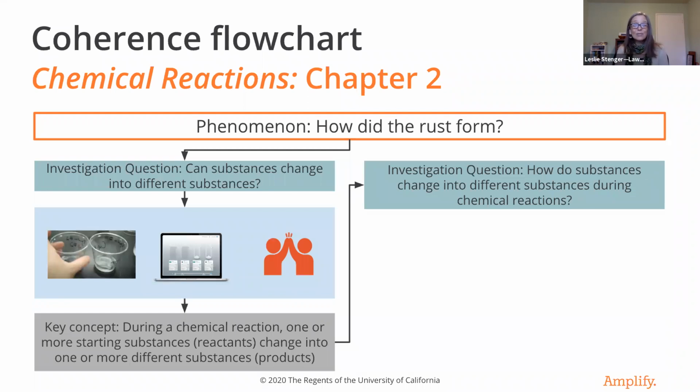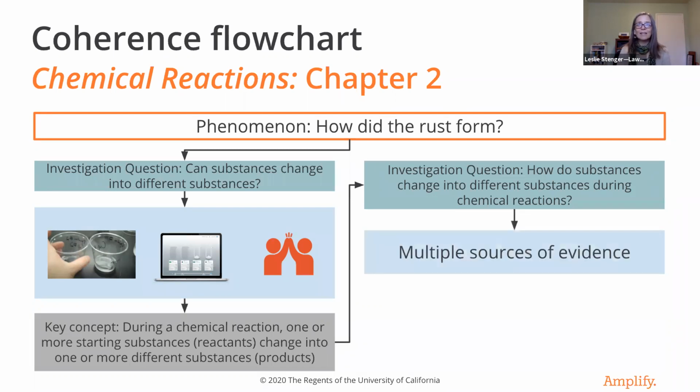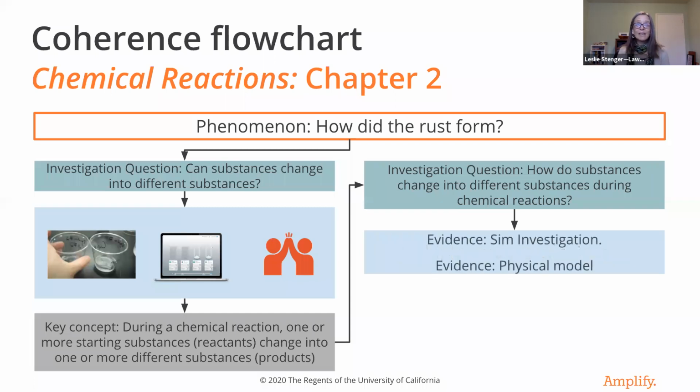And so this leads to a new investigation question. How do substances change into different substances during chemical reactions? And so to figure out the investigation question and more fully explain the phenomenon, students need to continue gathering evidence. And you likely notice that further investigating in the sim could provide evidence to begin to figure out how substances can change into different substances. And so that's what happens. Students use the sim to combine substances that do and do not form different substances when they're combined, and they look for patterns at the atomic scale.